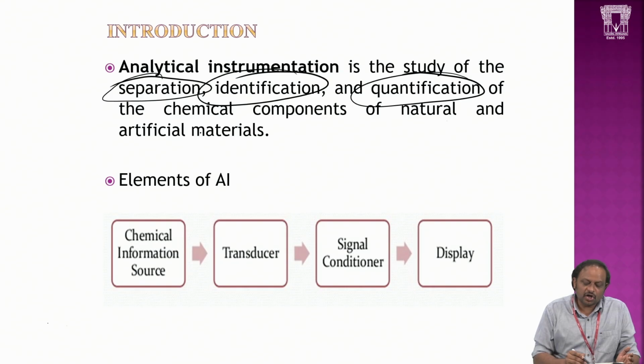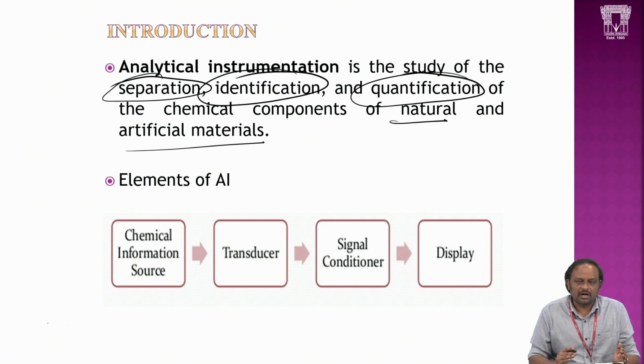As for the chemical components of natural and artificial materials, our periodic table consists of 118 elements. Each one has its own significance. Some we can find naturally in chemicals, or some are artificial. By combining two other elements, you can form artificial elements. There are several elements in these analytical instruments. If you see here, first of all, this is the chemical information source.